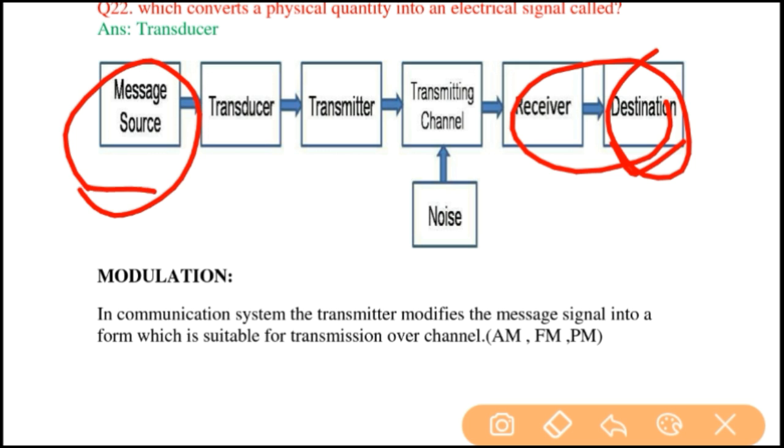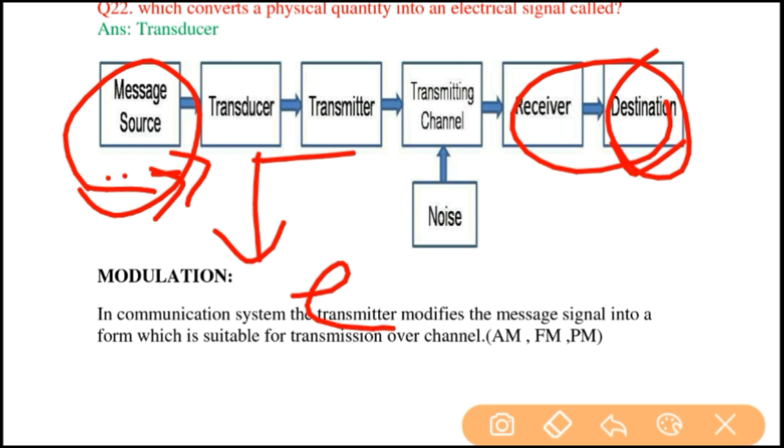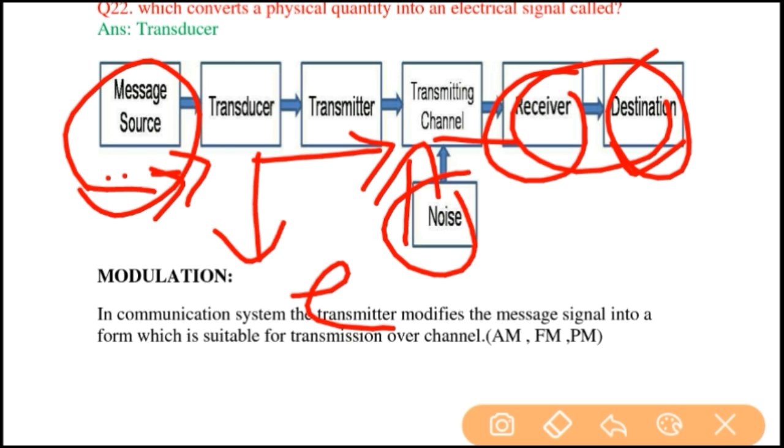Here the message signal goes to the transducer. In the transducer, it converts the message signal or physical signal into an electrical signal. The electrical signal is transmitted through a medium or channel. In the channel, noise is also produced. After transmitting, it is received by the receiver. After receiving, it decodes the signal and understands the message, what the messenger was saying.